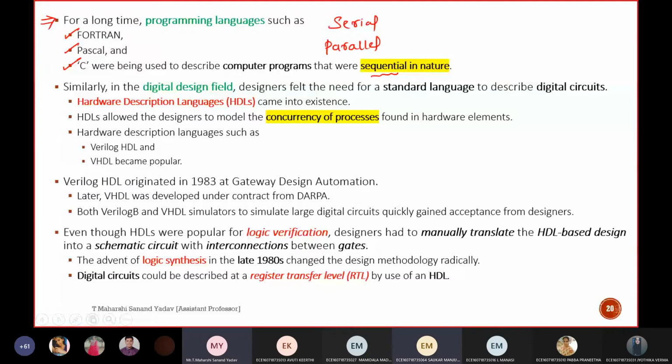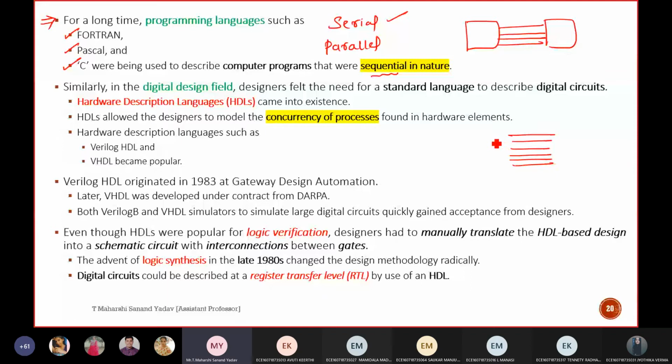In COA, we have seen serial communication and parallel communication. One data is sent after another, that is called serial, right? Correct. Next, parallel means all bits are transferred at a time. Correct. Now sequential means every instruction is executed one by one. I think you know about all this. What is software? What is a program? What is an instruction? I hope you know this.